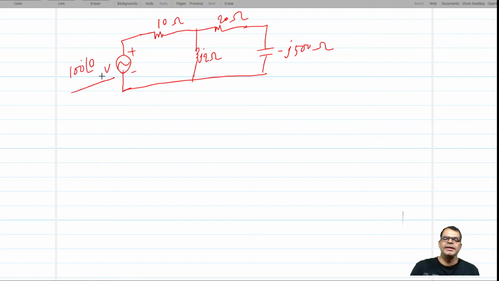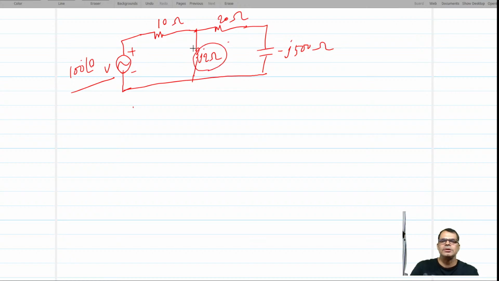Once you have converted into the AC impedance form, then you will do the usual circuit analysis, whether you want to use KVL, KCL, node analysis or loop analysis. Whatever you do, you can easily find out the answer. Any complex circuit, whether parallel or series combination, you can do by treating it as an impedance in ohm.